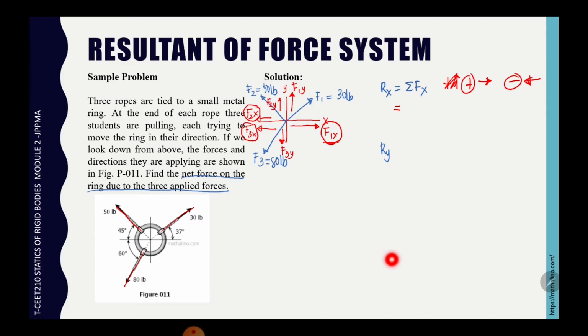So, ang magiging formula ay F1x positive minus F2x minus F3x. Bakit naging minus? Kasi negative nga po siya kasi going to the left yung direction natin.